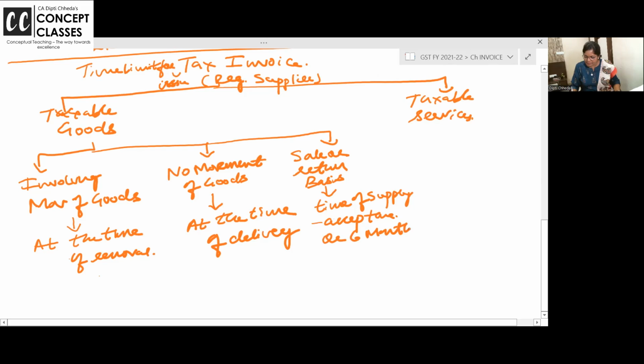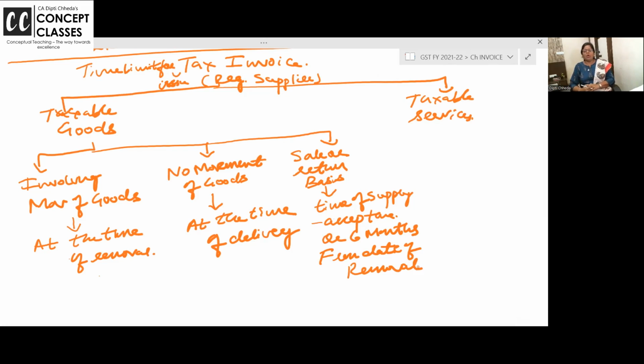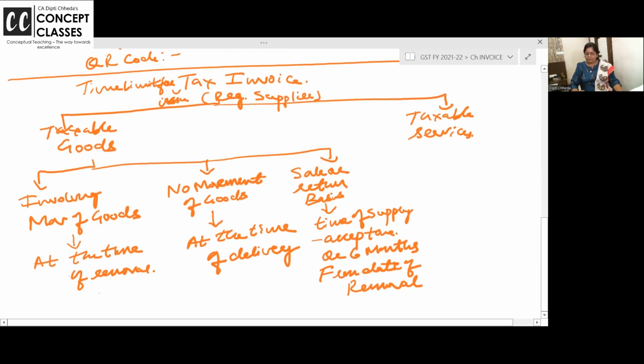6 months from the date of removal. 6 months from the date of removal. All clear to all of you? Time of supply is acceptance or 6 months from the date of removal. Nice, clear. Chalo. So these are the cases in case of goods.